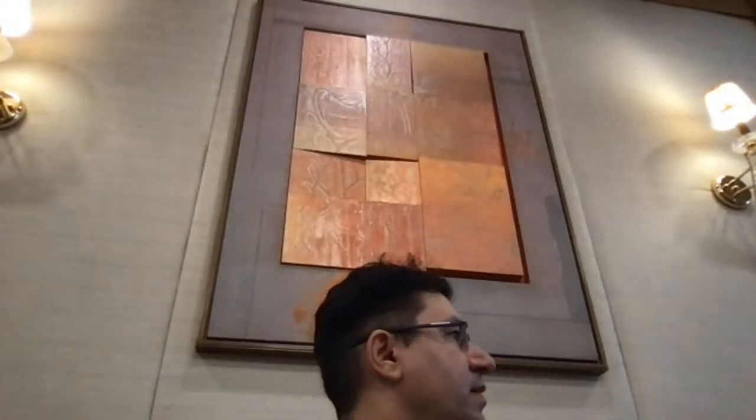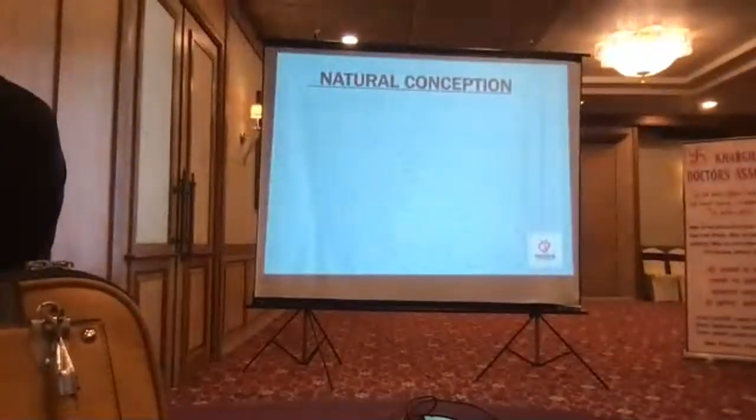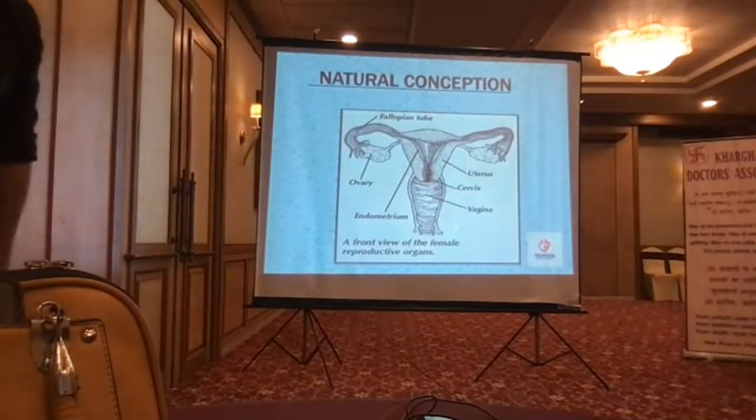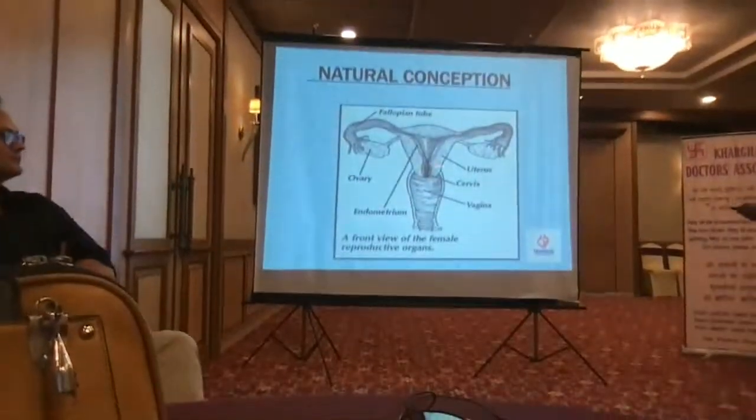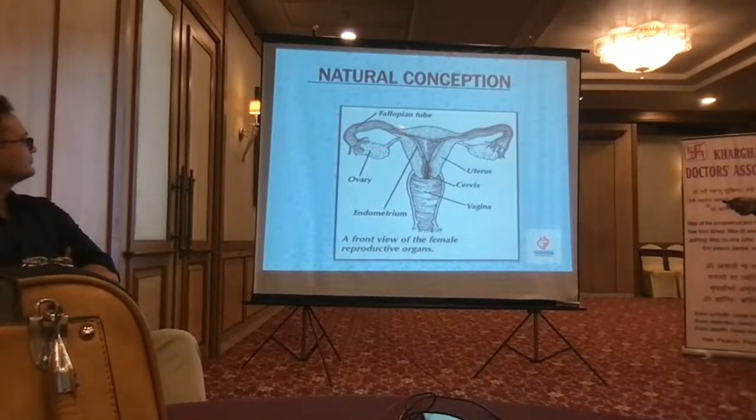So next, this is an important diagram showing the female reproductive system. So coming to the basic first year anatomy, this is the ovary, fallopian tube, uterus, endometrium, cervix, and the vagina. So there are two ovaries, two fallopian tubes communicating with the uterine cavity, and the cervix and the vagina. Next slide, please.